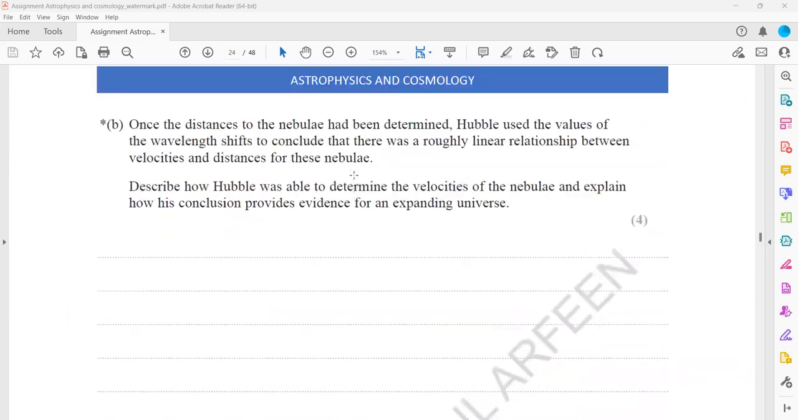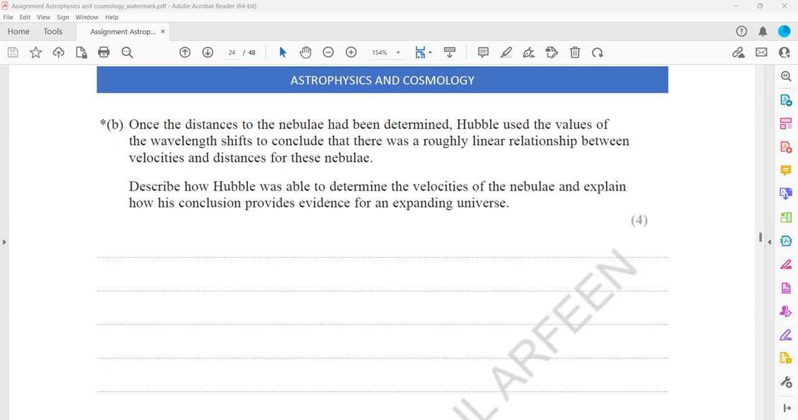Then, once the distance of a nebula has been determined, Hubble used the values of the wavelength shift to conclude that there was a roughly linear relation between the velocities and the distance. Describe how Hubble was able to determine the velocity and explain how his conclusion provides evidence for an expanding universe.